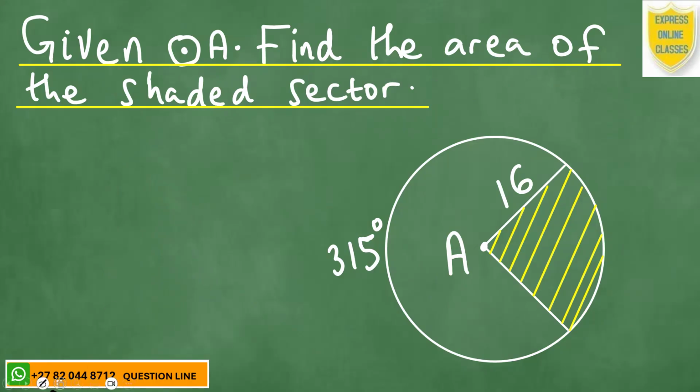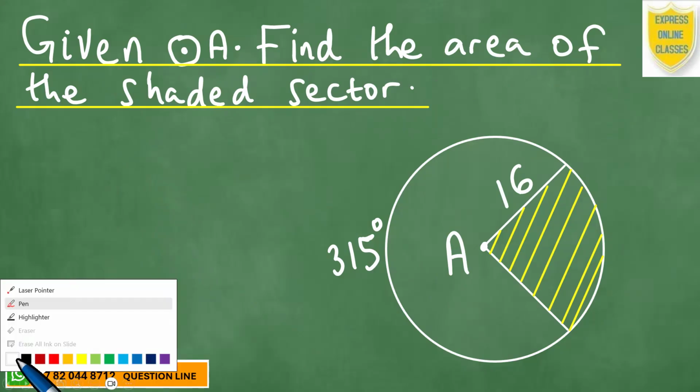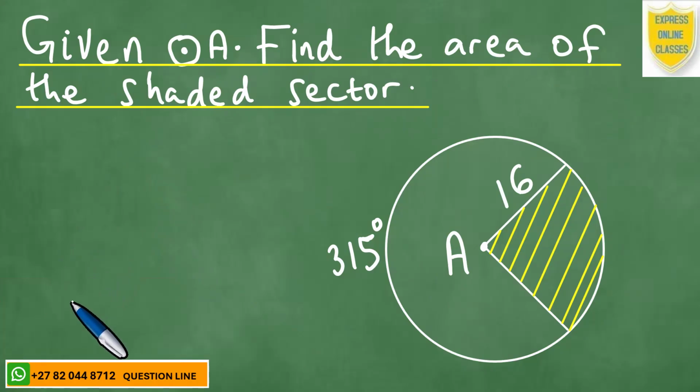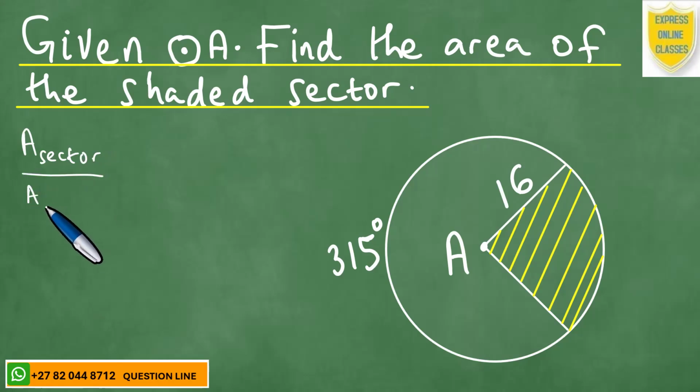And so to solve this in a step-by-step fashion, most importantly, we take note of the fact that we need to find the area of the shaded sector, and what we actually consider is a proportion. So we write here: area of the sector divided by area of a full circle. And now there is a proportion.